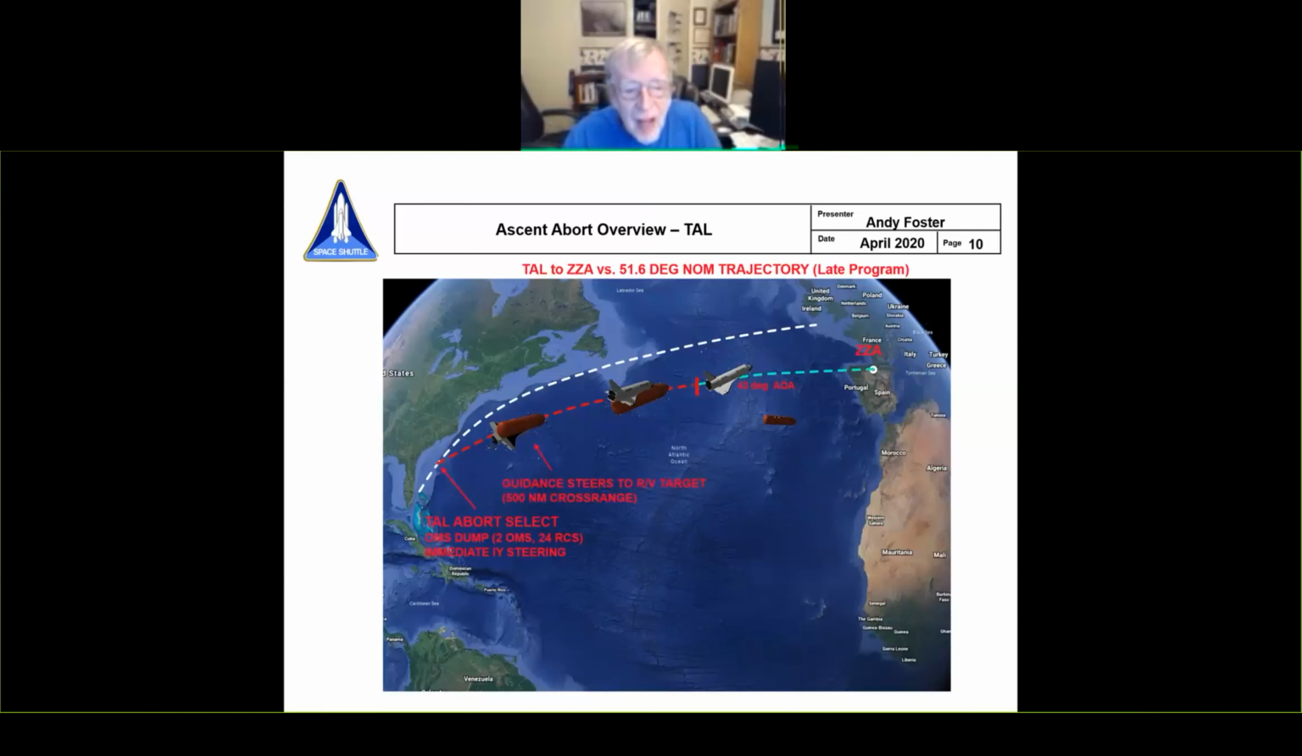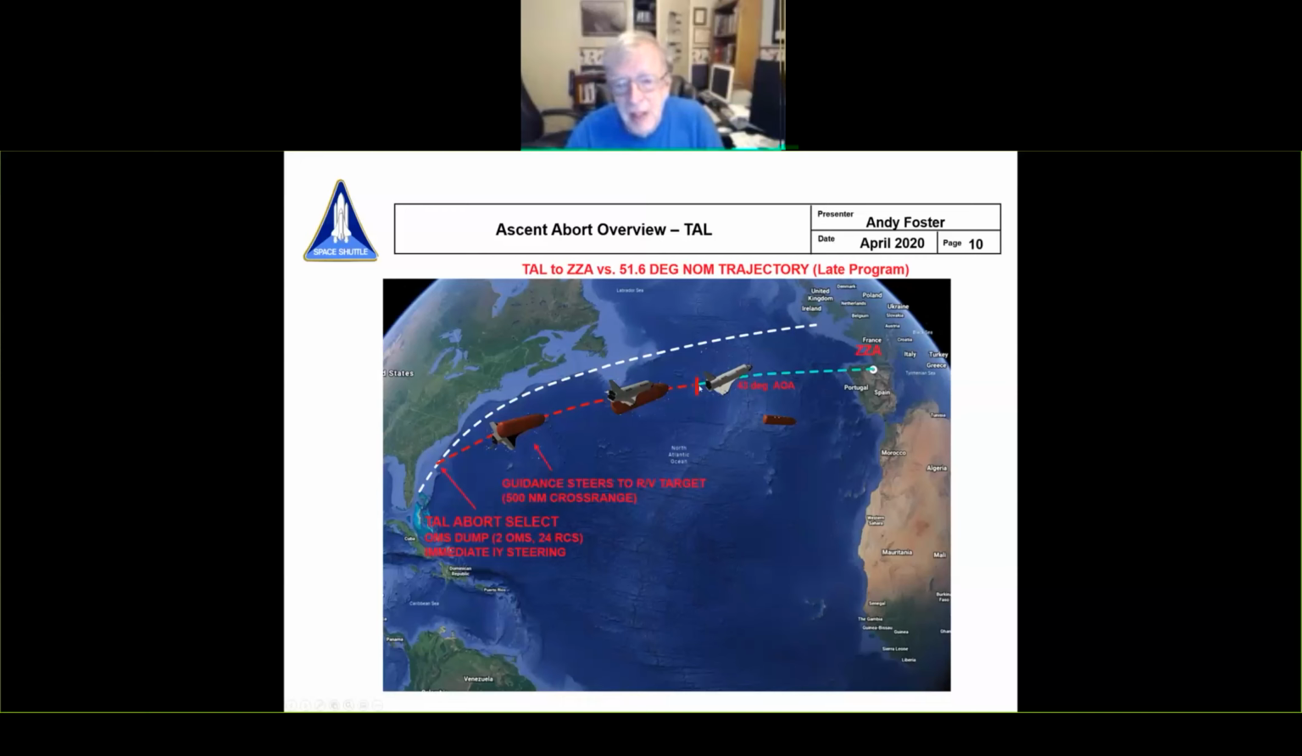Remember right now, we're steering to the RV line target. RV stands for range velocity. It's this kind of point in the sky, a certain range from the site with a certain velocity, a certain altitude, all designed to get the orbiter to a safe landing at the TAL site.